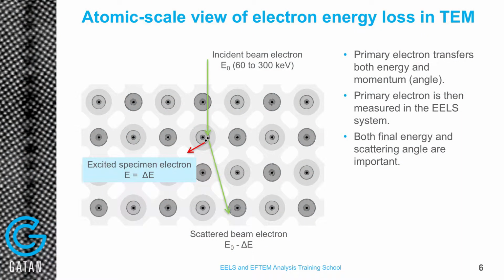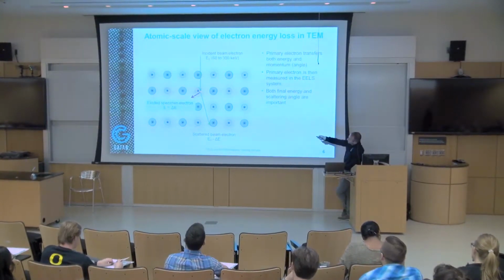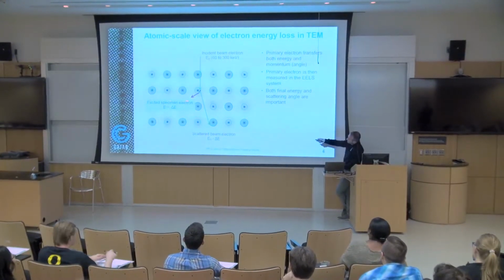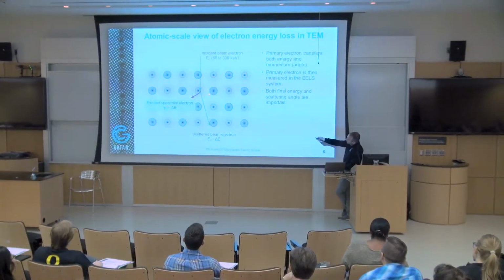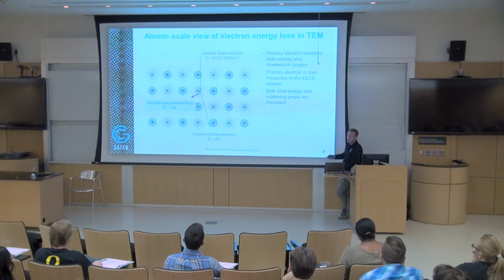So this is actually to look at the process a little bit in more detail. We've got electrons coming down. They will push one of these electrons in the core shell to an upper level. It will lose an amount of energy, which we call delta E, the energy needed for these electrons to go to an upper state. What we measure essentially is E0 minus delta E, and E0 is the initial energy.